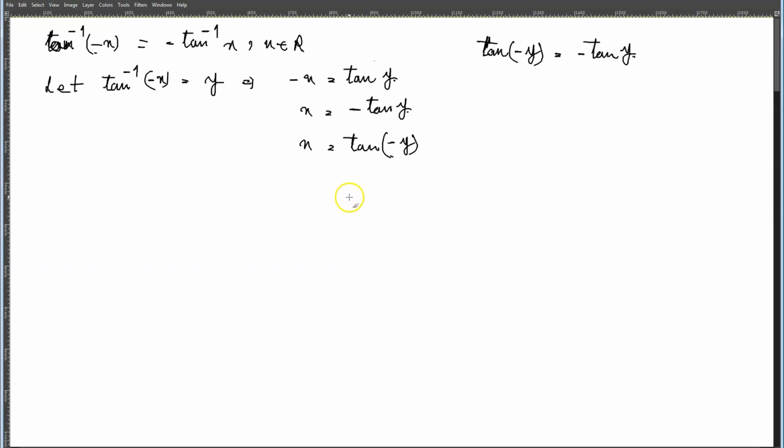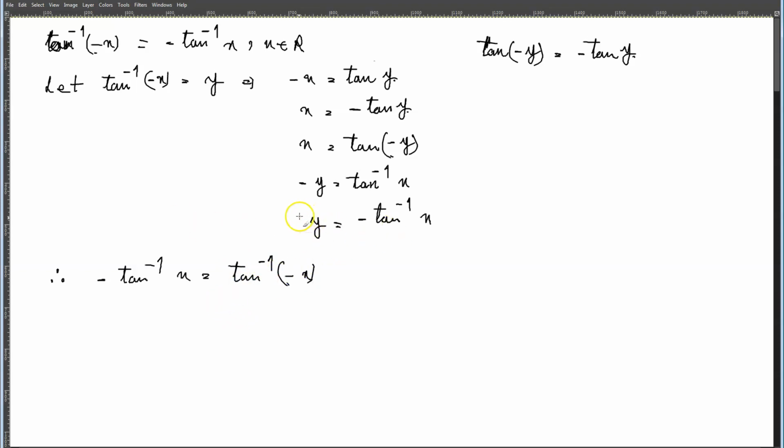and that means that negative y is equal to tan inverse of x, and that means that y is equal to negative tan inverse of x. So here we are saying that y is equal to tan inverse of negative x. Here we are saying that negative tan inverse of x is equal to y, from which I can conclude that negative tan inverse of x is equal to tan inverse of negative x, right? So these are pretty simple things.